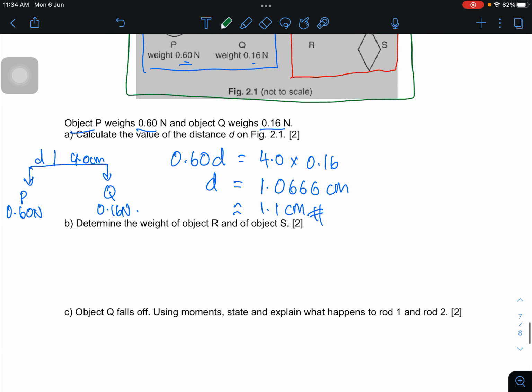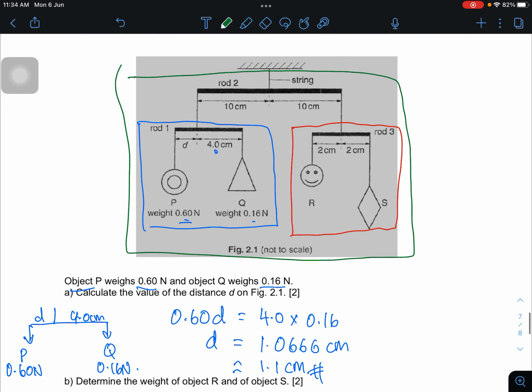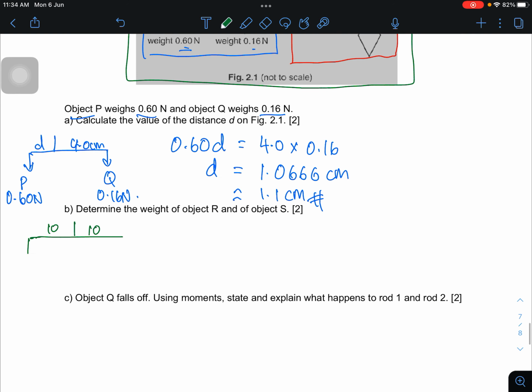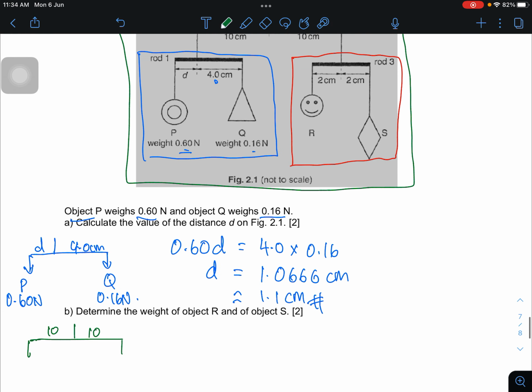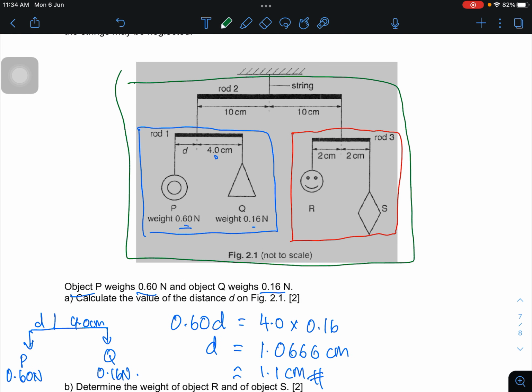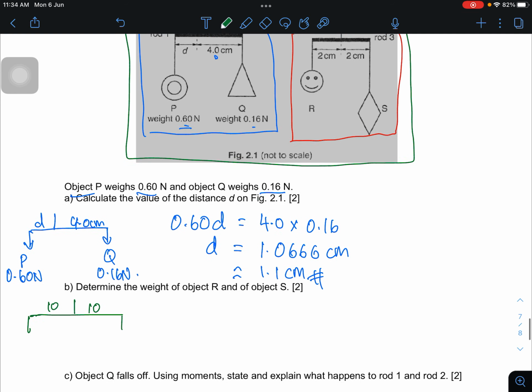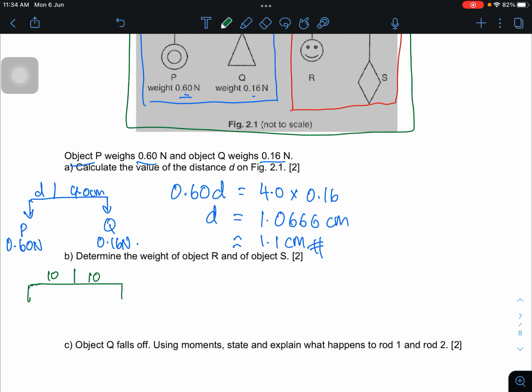10 cm, 10 cm. So I have a string. This is 10 cm. This is 10 cm. Okay, and it's hanging down, holding on to rod 1 and rod 3, right? I'm just going to compress everything, my rod 1, my P and Q, into a single weight. I don't care what's happening over there, but I do know that I have a total of 0.6 plus 0.16 Newton. So over here there's 0.76 Newton. Do you agree? P and Q add up to 0.76 Newton.